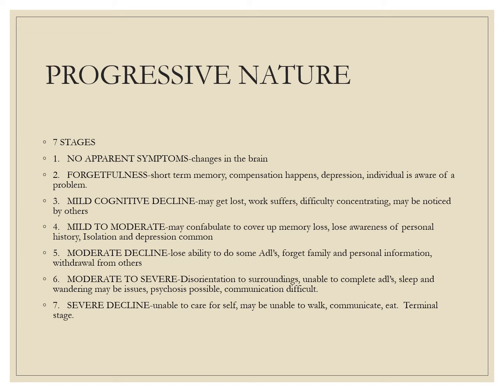Moderate: ability to do your ADLs, forgetting family and personal information, and then withdrawing. Moderate to severe: disoriented to your surroundings, even if they're familiar, unable to complete your ADLs. Sleep can be an issue, wandering can be a problem, psychotic symptoms are possible, and there are communication deficits. Then severe decline is unable to care for yourself. Maybe you're unable to walk, unable to communicate or eat, and this is the terminal stage.